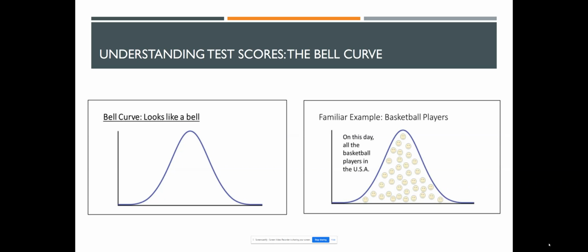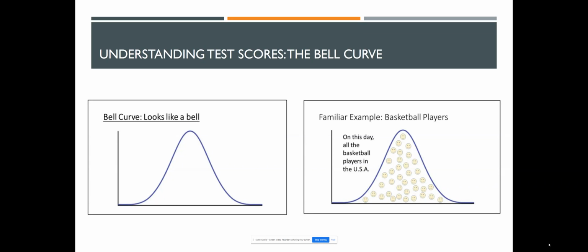So let's get started. On the left is our bell curve, obviously shaped like a bell. To better understand your child's data, meaning their percentile rank that will come home on their family report, we're going to utilize an analogy to something most of us are familiar with: basketball players in the United States.